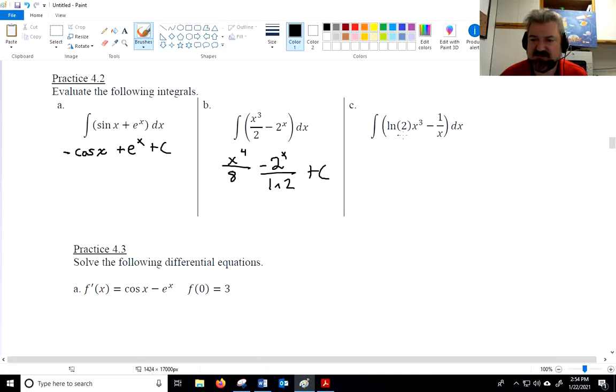All right, this natural log of 2 here, I threw it in there just to remind you that the natural log of 2 is just a constant. So it just comes along for the ride as a constant multiple. So the natural log of 2 times x to the 4th over 4 minus the natural log of the absolute value of x plus c.